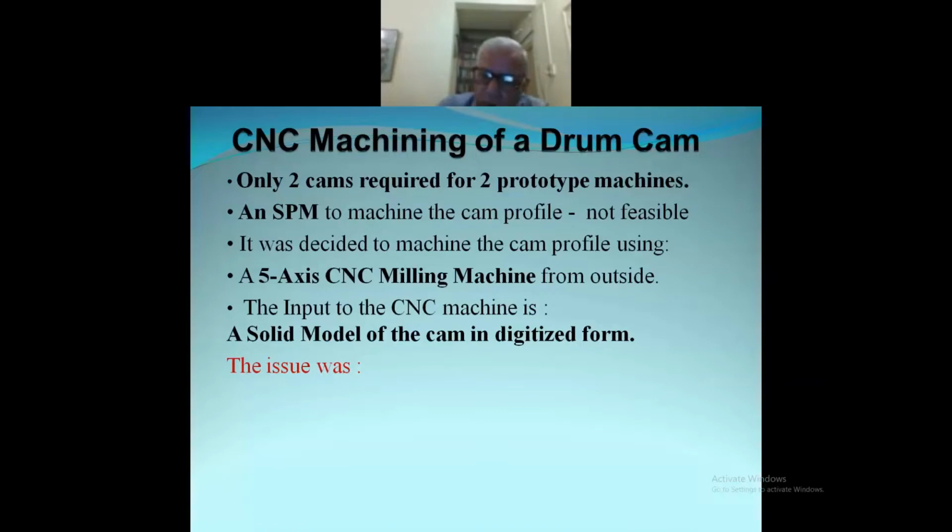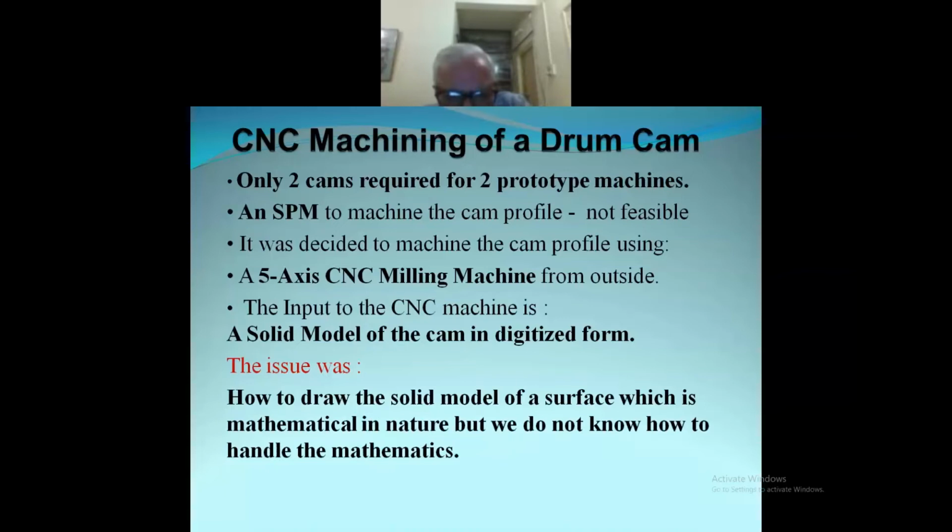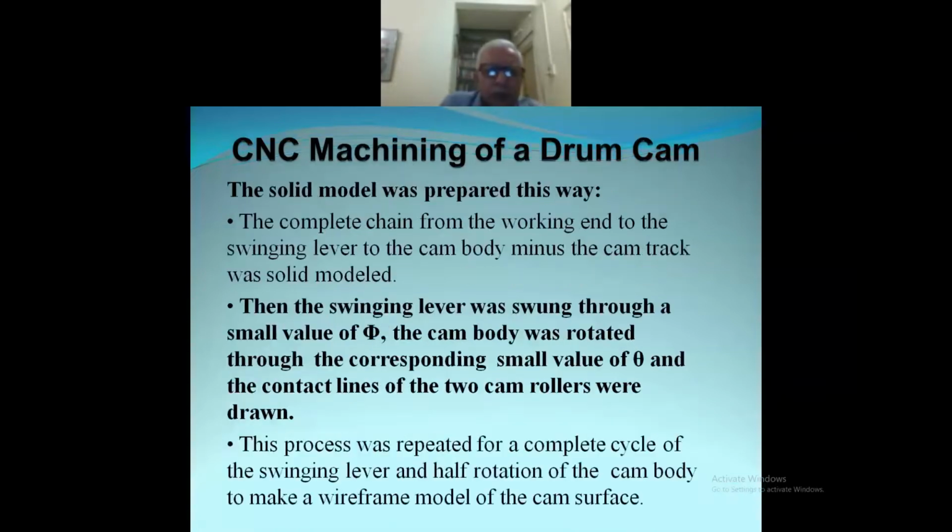Now here the problem was he wanted a solid model. The issue was how to draw the solid model of a surface which is mathematical in nature, but we do not know how to handle the mathematics. Same problem. It is a mathematical track surface. So here we did like this. The solid model was prepared in this way.